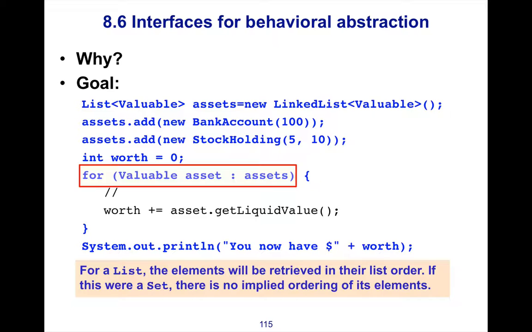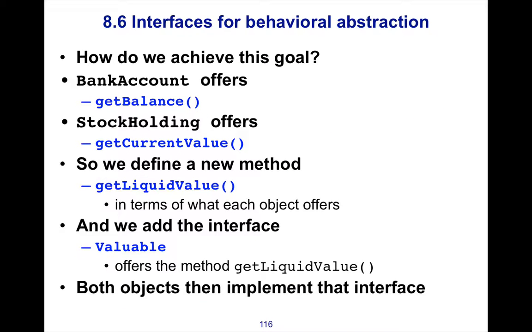Bank account offers a getBalance method, and stock holding offers a getCurrentValue method. We would like to define a new method called getLiquidValue that offers perhaps the same information but through a common interface. And we're going to call the interface Valuable. So the interface Valuable is only going to have the single method getLiquidValue, and we're going to force each of the other objects, namely BankAccount and StockHolding, to implement that interface.